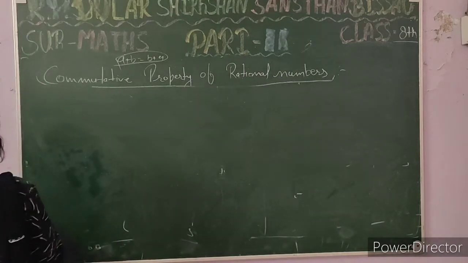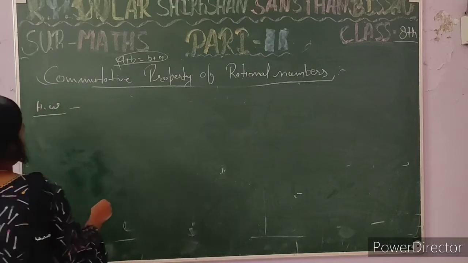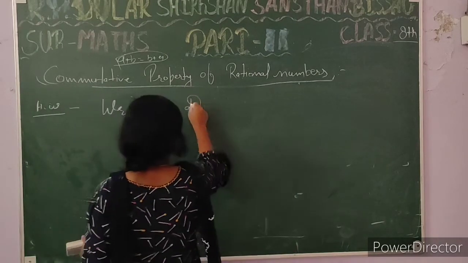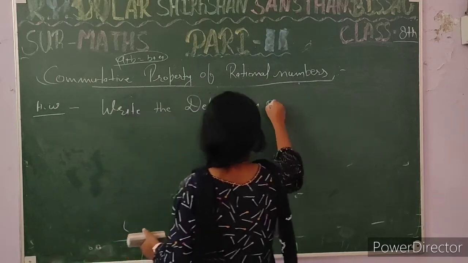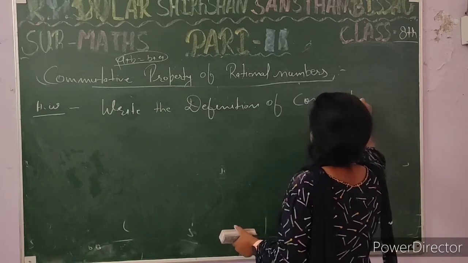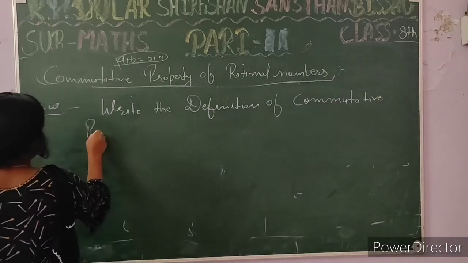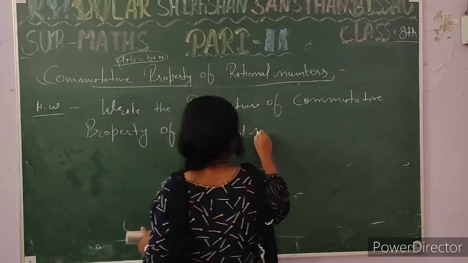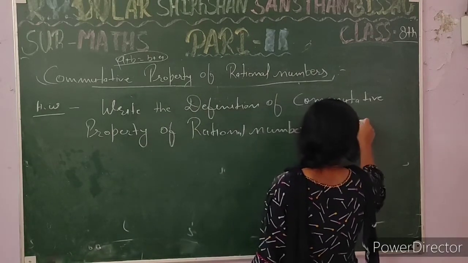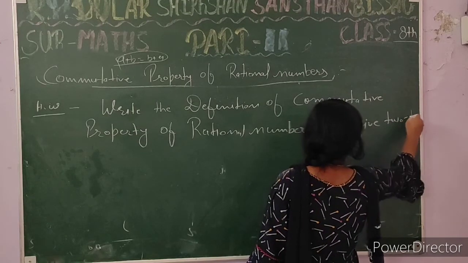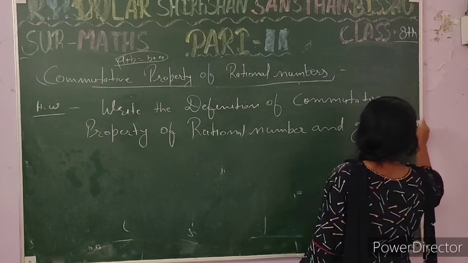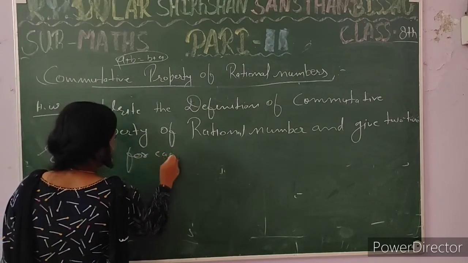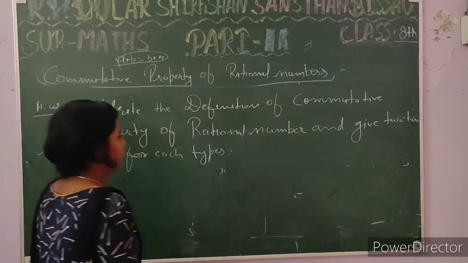So your today's homework is: write the definition of the commutative property of rational numbers and give two examples for each type. Okay students, this is for your fair notebook.